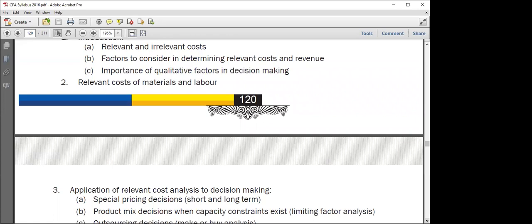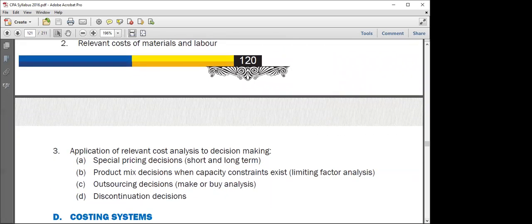Relevant costing is one of the interesting topics, and it's very common that the examiner is really interested in it, because it's a common scenario that happens in real life. So, getting down to aspects of application of relevant costing analysis in decision-making. This is where we come to special pricing decisions. The special pricing decision, like I gave you an example of the Ministry of Health trying to order water at a price that is lower than the market value.